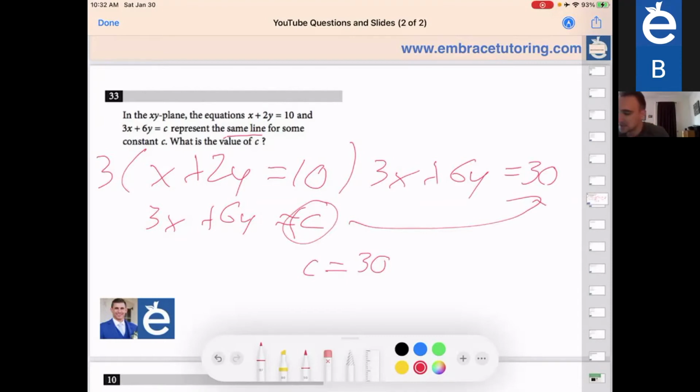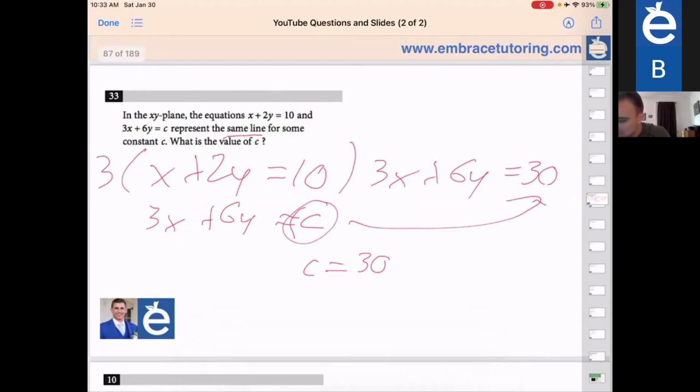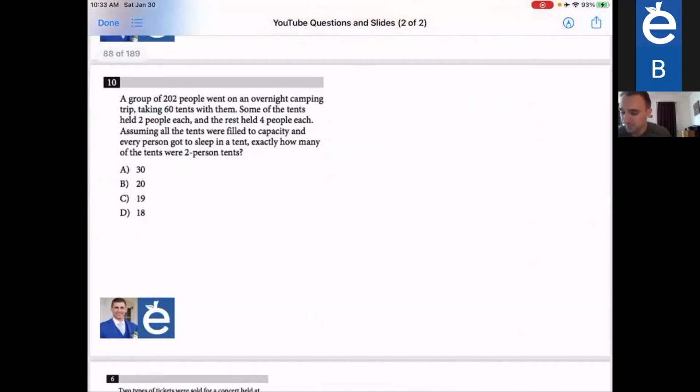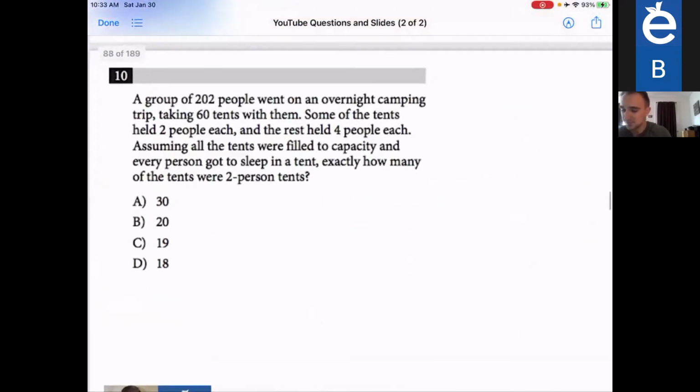Okay, let's move on to the next one. Number 88. Zoom in on this. It says a group of 202 people went on an overnight camping trip, taking 60 tents with them. Some of the tents held 2 people each, and the rest held 4 people each. Assuming all the tents were filled to capacity and every person got to sleep in a tent, exactly how many of the tents were 2-person tents?